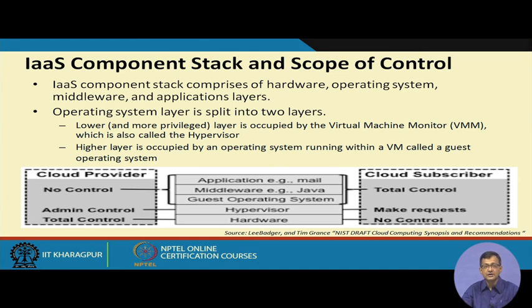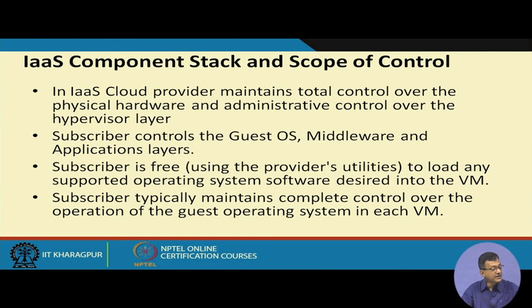So, if we look at it, the type of control at the upper layers is more with the subscriber, and the type of control at the lower layers is more with the provider. So, in IaaS the cloud provider maintains total control over the physical hardware and administrative control over the hypervisor layer. The subscriber controls the guest OS, middleware and application layers.